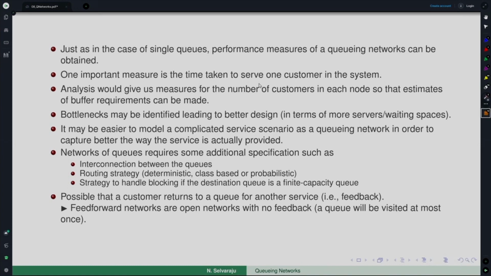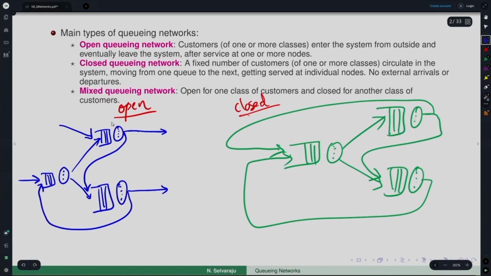The analysis would give us measures for the number of customers in each node, so that estimates of buffer requirements can be made, right, because this is what we call a single node queuing system, and so far whatever we have been studying is about this particular part, okay. We are not bothered about whether the arrivals to this system happen from here or from here and so on. Together we assume that there is an arrival process, captured by the assumption of, say, a Poisson process arrival model, so far whatever we have considered.